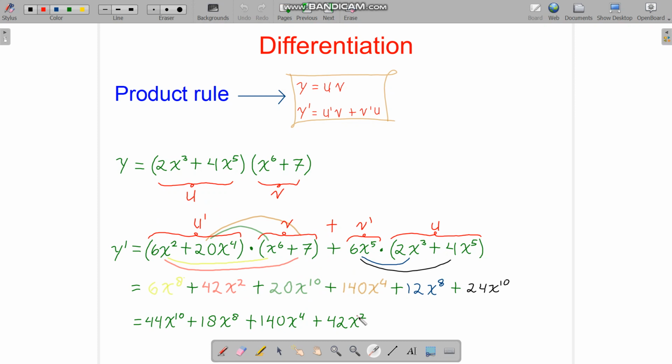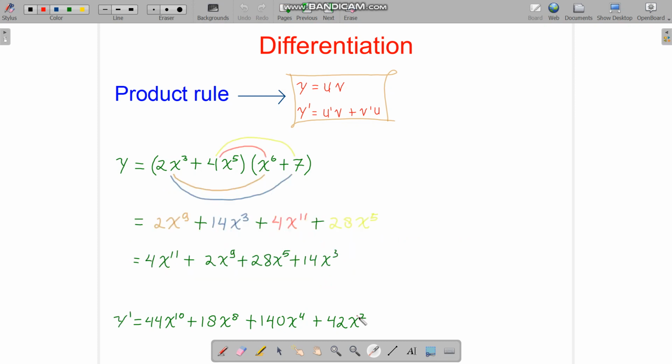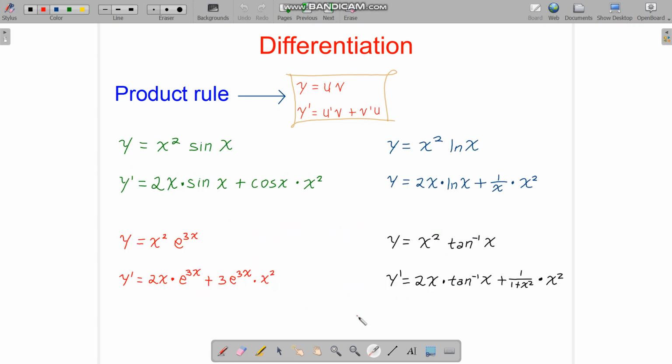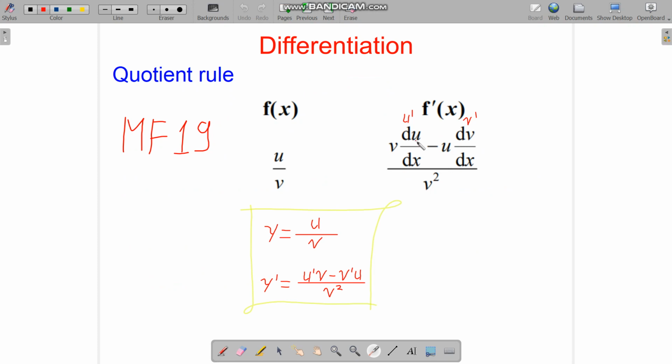Now, in case you are wondering, why bother using the product rule? Because obviously here it looks more complicated than using the usual rule. Well, that's because sometimes we cannot expand things. There's nothing we can do other than to use the product rule. For example, if we have x squared times sine x, x squared times e to the power of 3x, x squared times ln x, or x squared times inverse tangent x, there's nothing else we can do other than to use the product rule.